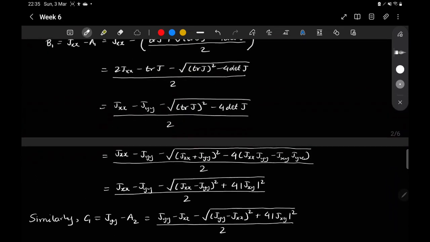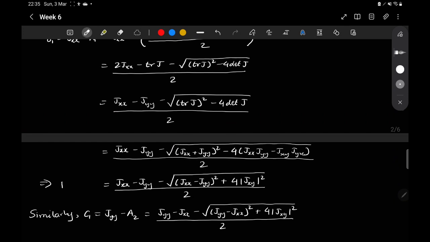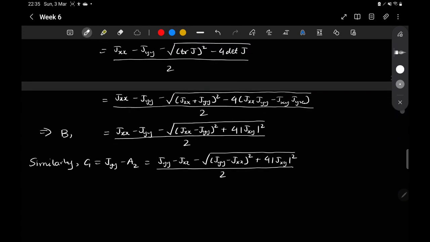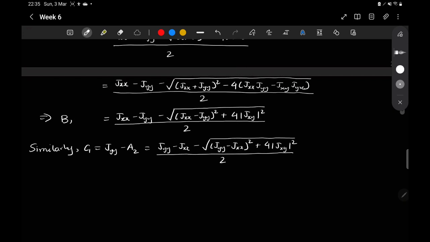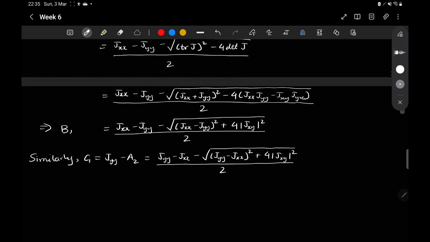Now as we can clearly see, both b1 and c1 are less than 0, because there is this additional term over here inside the square root, and had it not been there, then this difference jxx minus jyy minus square root of the first term, that would give me 0. But having this additional term means this is larger than just this first term. As a result, this whole term becomes negative.